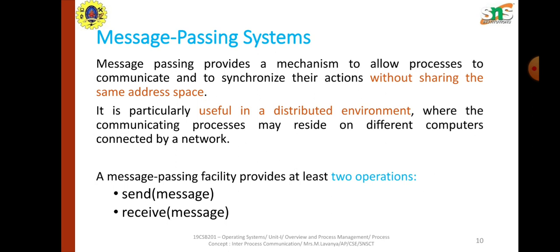It is particularly useful for distributed systems, in a distributed environment where the communicating processes may reside on different computing networks, because there is no practical possibility of sharing the same memory location. For example, if the communicating systems are in the same network, they can use the same data space, for example a cloud or server space, and access the data if it is present in the same network.